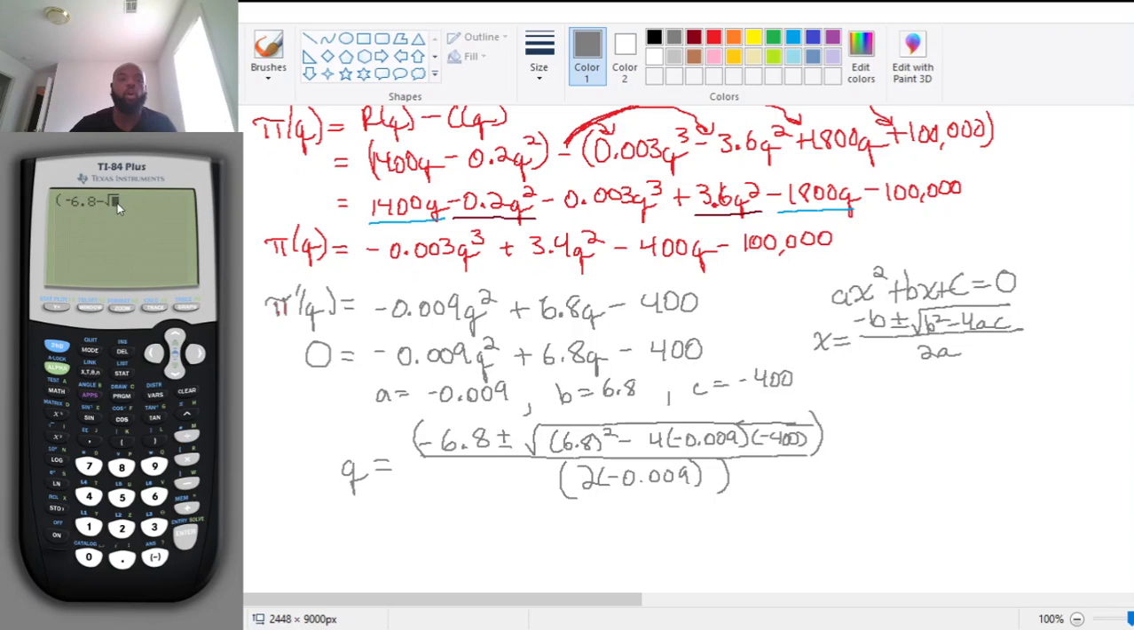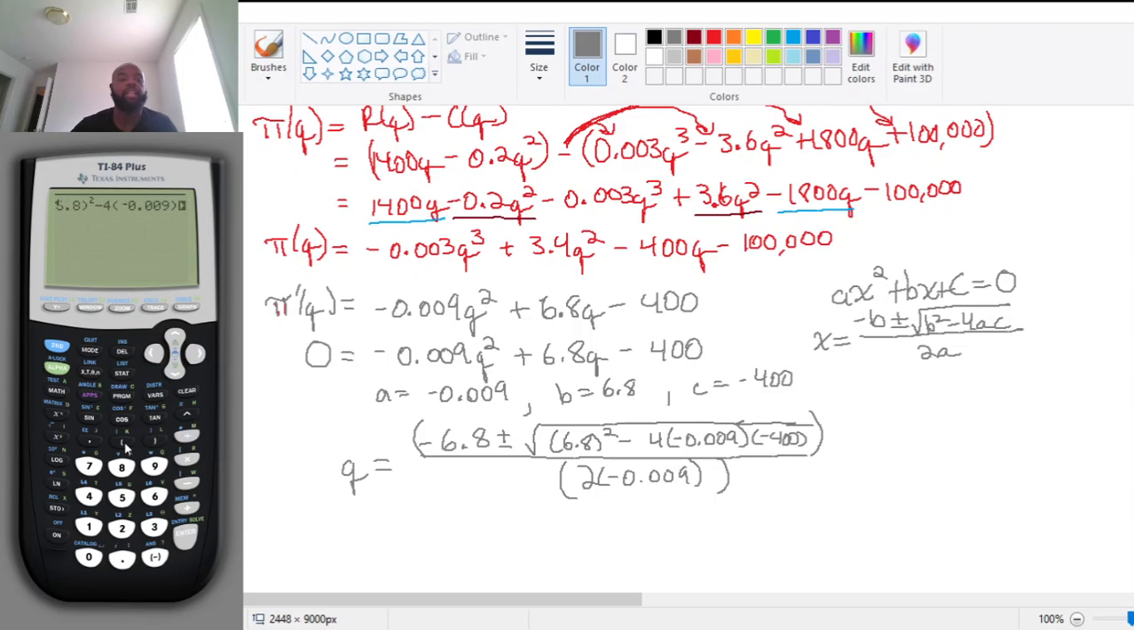Now, my square root doesn't open with a parenthesis, but I'm going to write it just like I see here, right? I'm going to put the parentheses there. Some of your calculators may open with a parenthesis. I'm going to open with another one, all right? 6.8 squared, not necessary, but I'm going to put that in parentheses since it's positive, minus 4 times negative 0.009.